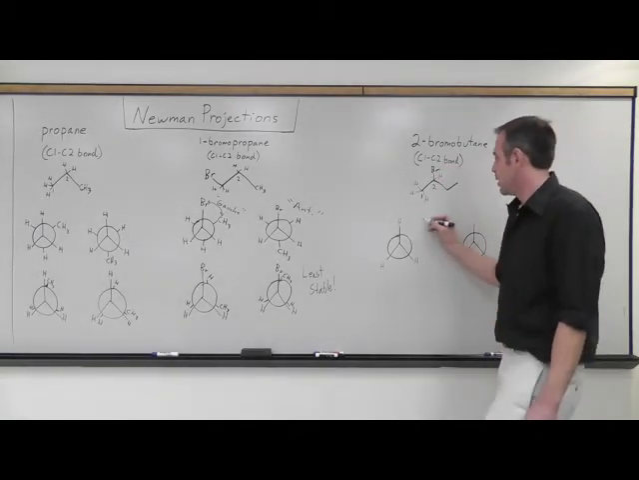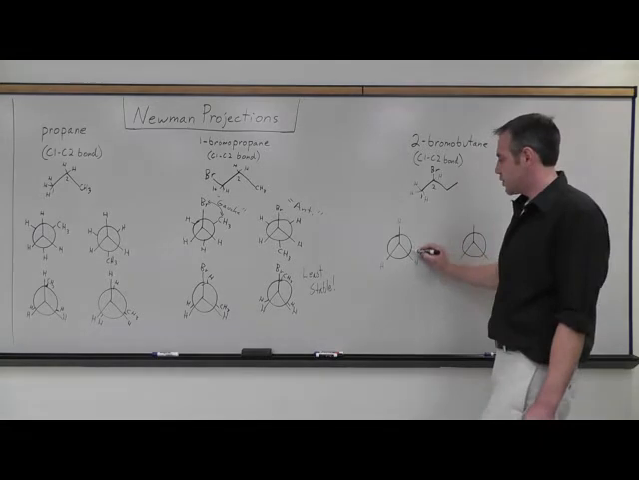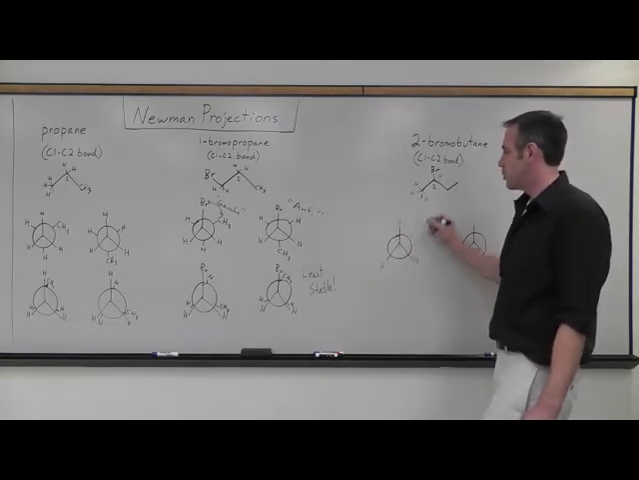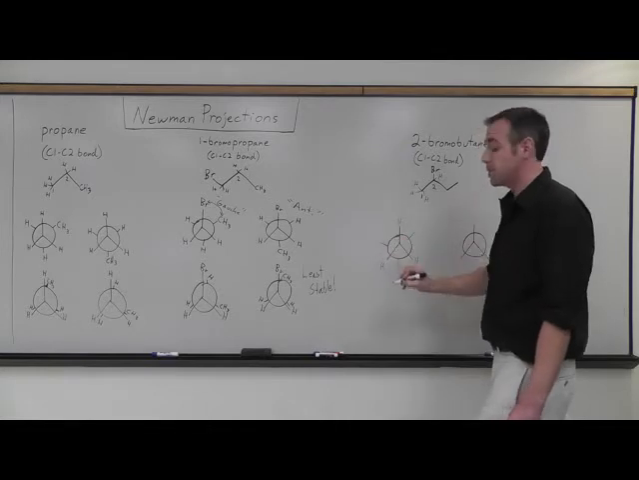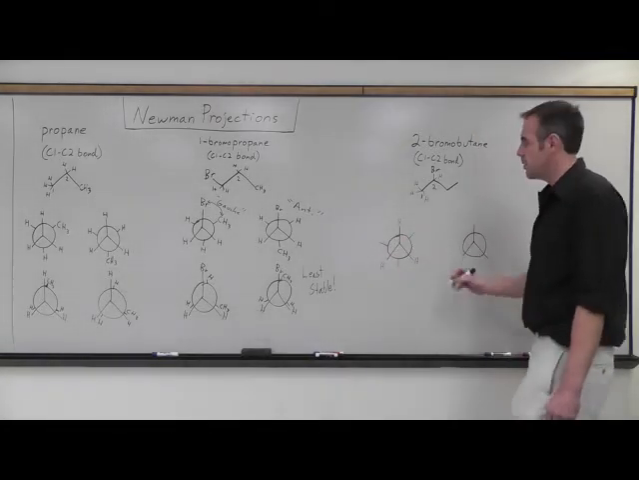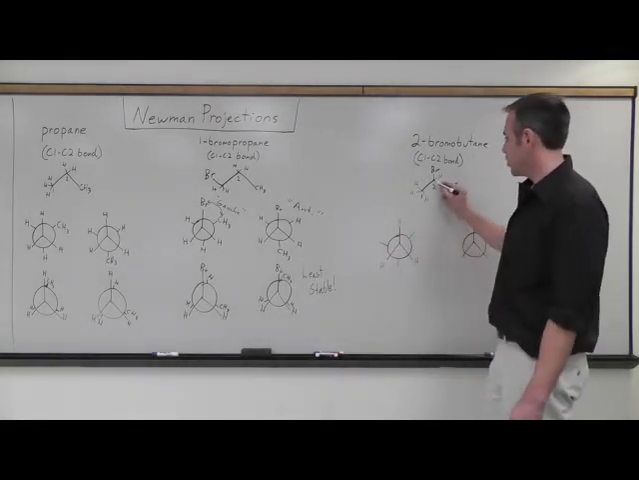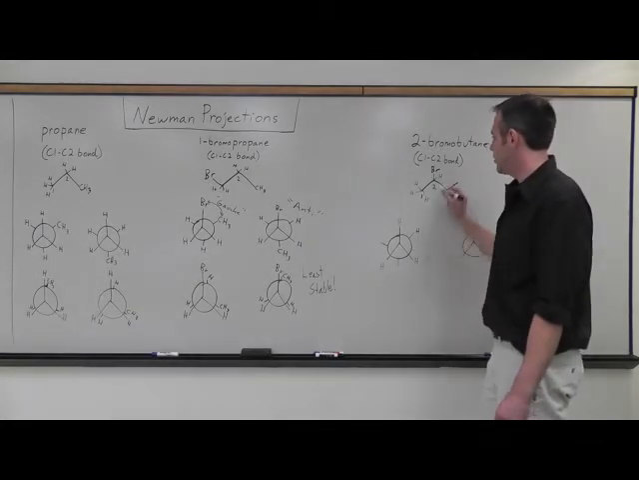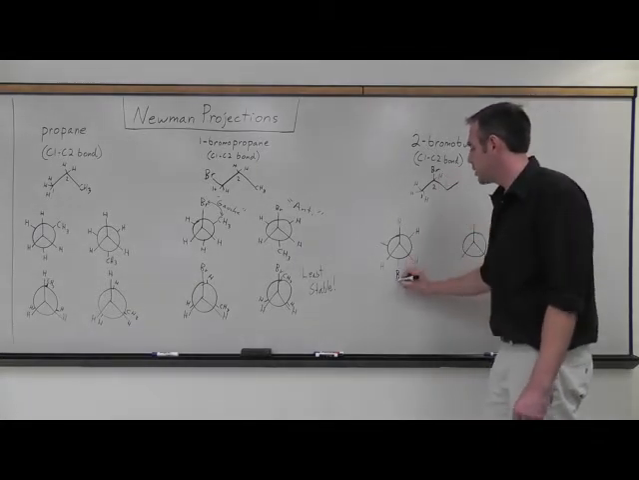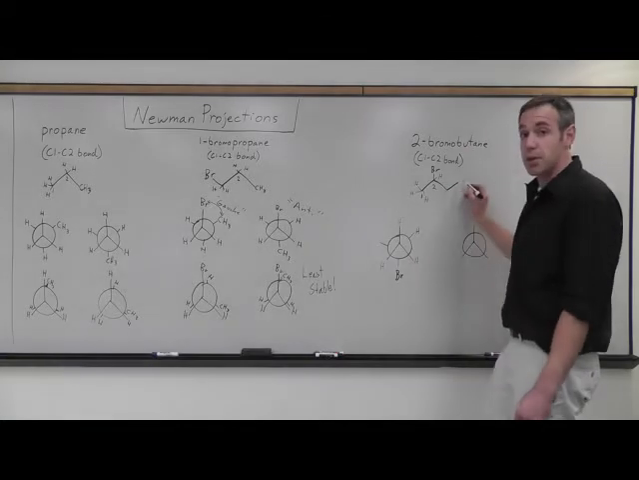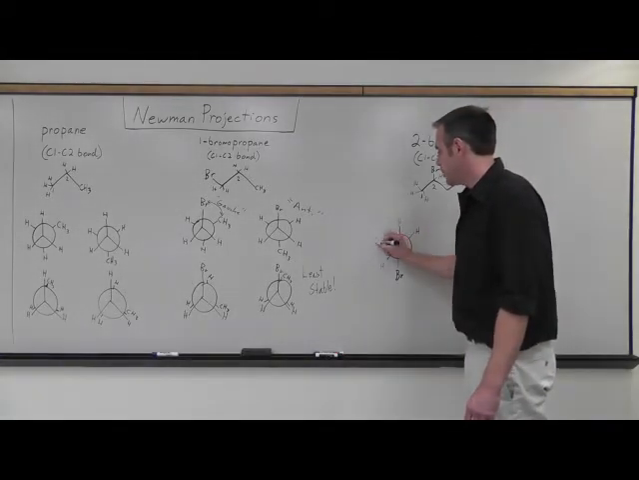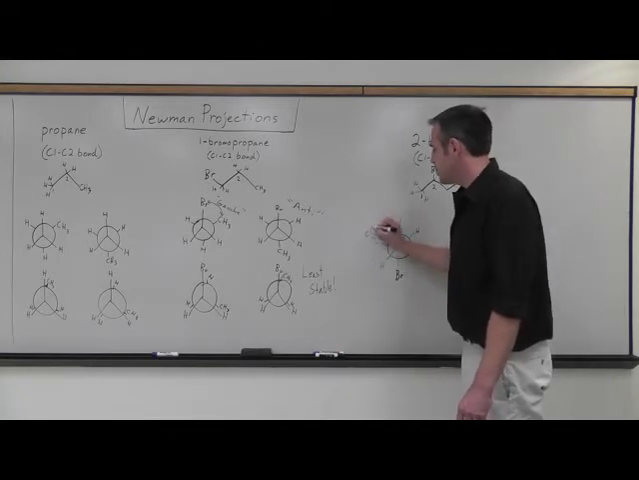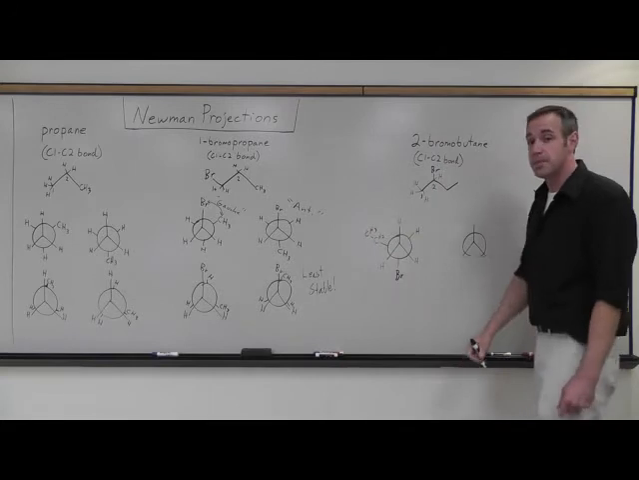bond. The outer circle represents carbon 2, and so we can draw a staggered conformation. So carbon 2 is bonded to a hydrogen, a bromine, and then this ethyl group. We can represent an ethyl group here simply by drawing CH2, CH3.